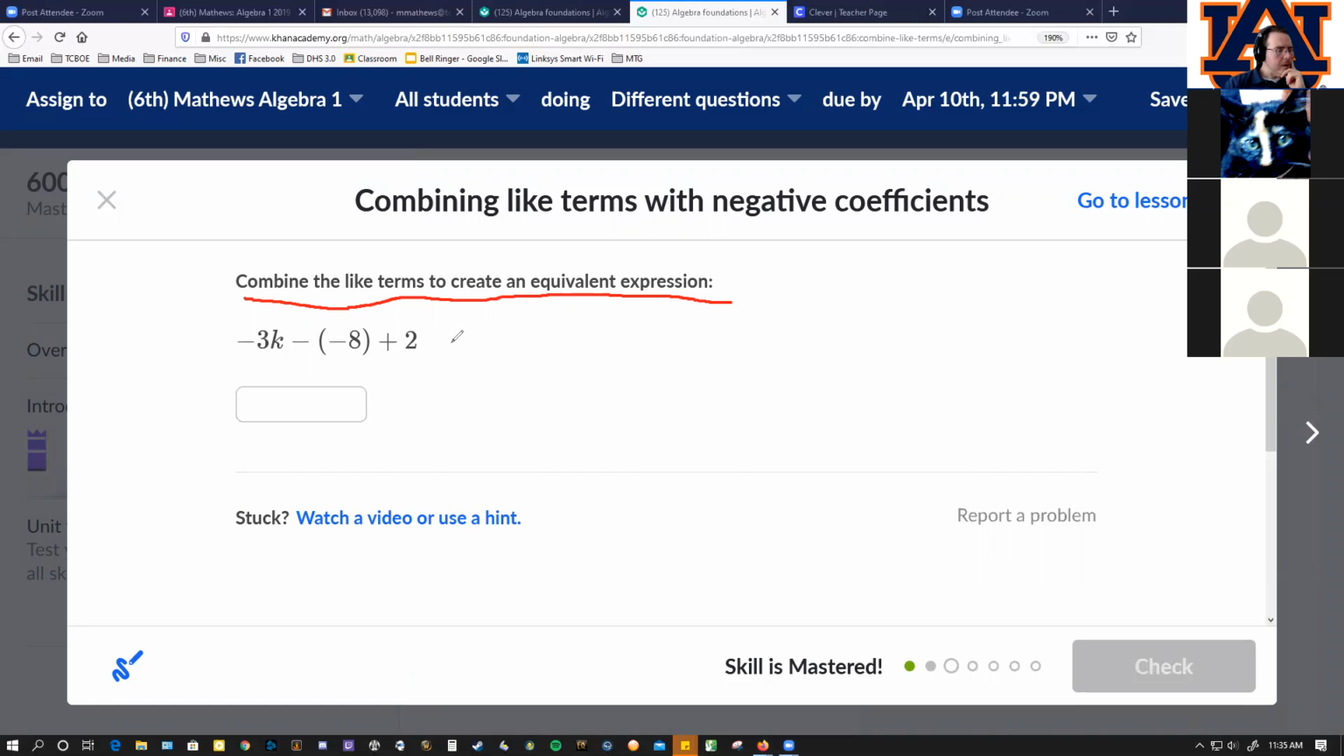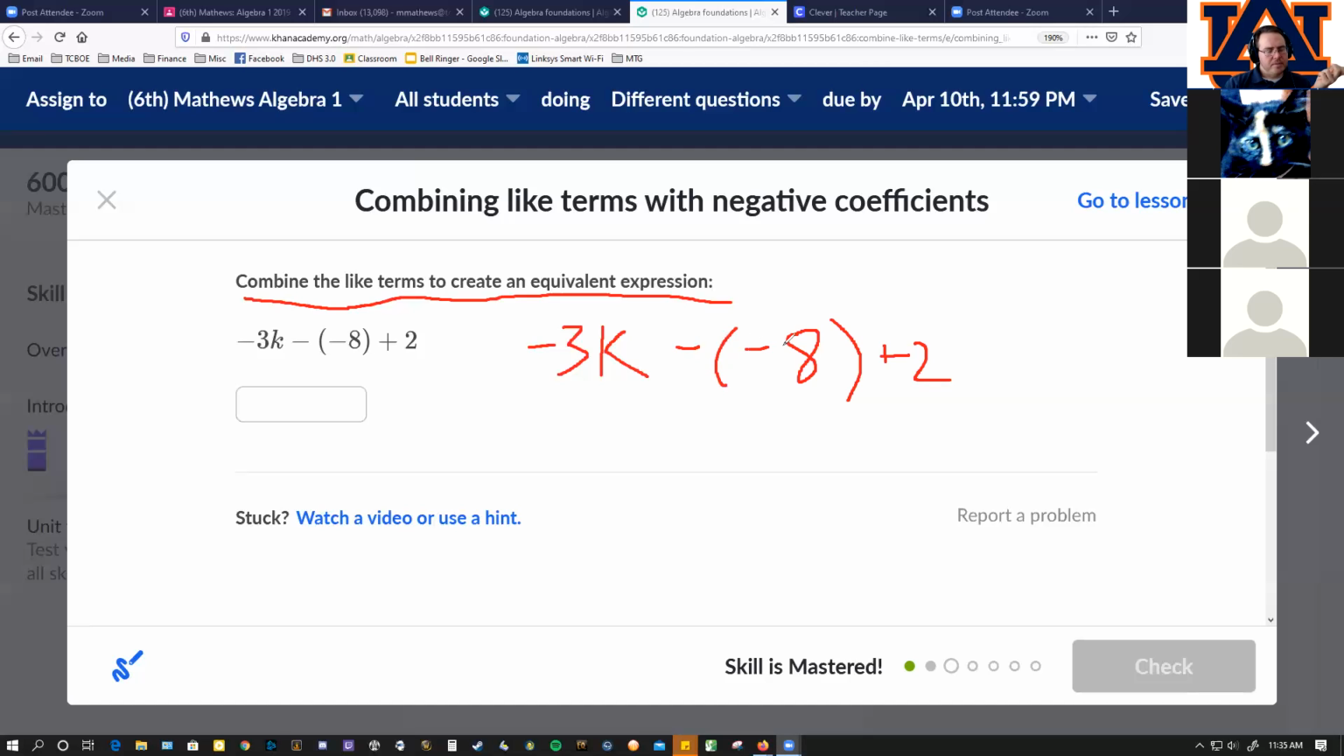Okay, so looking at this, let's see, what can we do and what can we not do? Well, okay, negative 3k minus a negative 8 plus 2. According to the order of operations, the first thing I'm supposed to do is exponents, but I don't have any. And then after that, there's parentheses. Now I have parentheses, but there's nothing really going on in there. The next thing will be multiplying and dividing. Now, negative 3 times k is multiplying, but I don't know what k is, so I can't really do anything with it. What I can do, though, is right here.